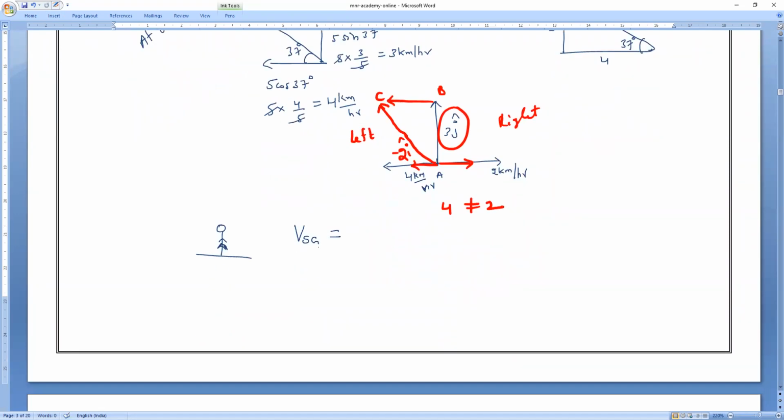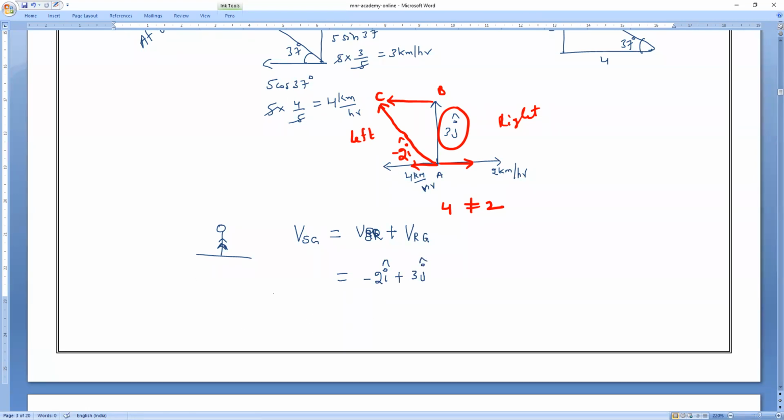So the velocity of a swimmer with respect to ground is equal to the velocity of a swimmer with respect to river plus the velocity of a river with respect to ground. In what direction? Opposite direction, because the swimmer is swimming like this. Understand? So that is minus, opposite. So what are the values? -2 i cap plus vertically 3 j cap.